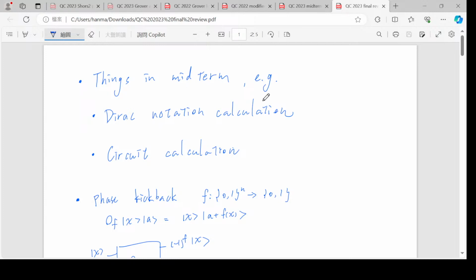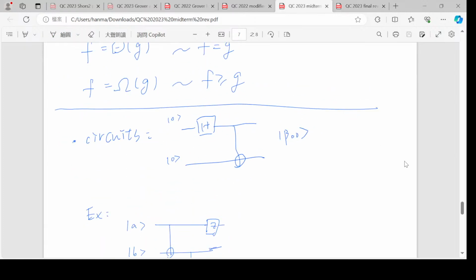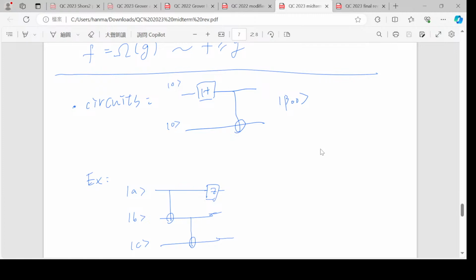Something from your midterm will still appear in the final. You still need to remember Dirac notation calculation and circuit calculation. Because the second half of the class was about algorithms, you should obviously still remember the circuits. For example, from the midterm review, you should be able to calculate the outcome of this circuit, which is 00 plus 11.